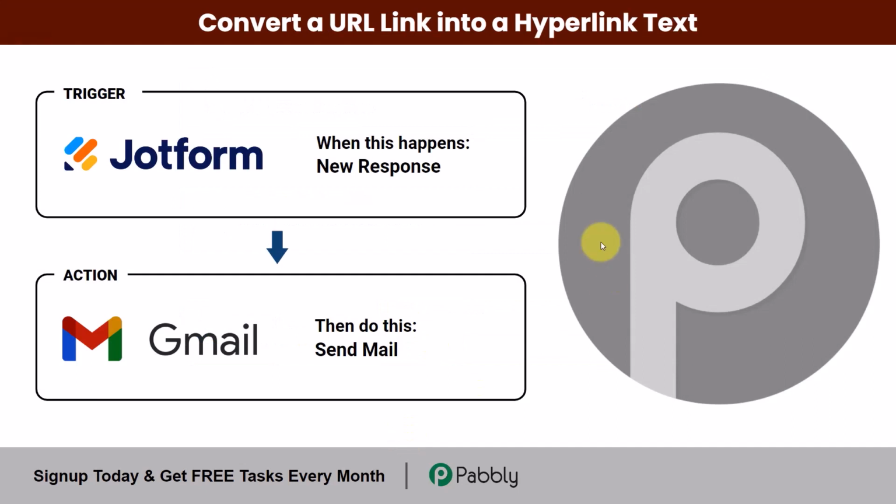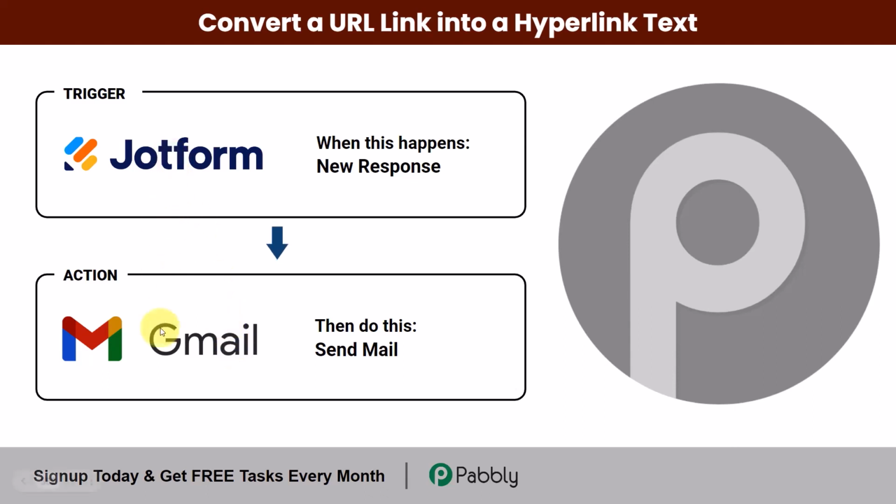In this video, we are going to see how to convert a URL link into a hyperlink text. So here, let's say that every time my user fills up a form to buy a product, I'm going to send the payment link to that particular user, but before sending the link, I'm going to convert it into a hyperlink text and then send it to him via mail. How can that be done?